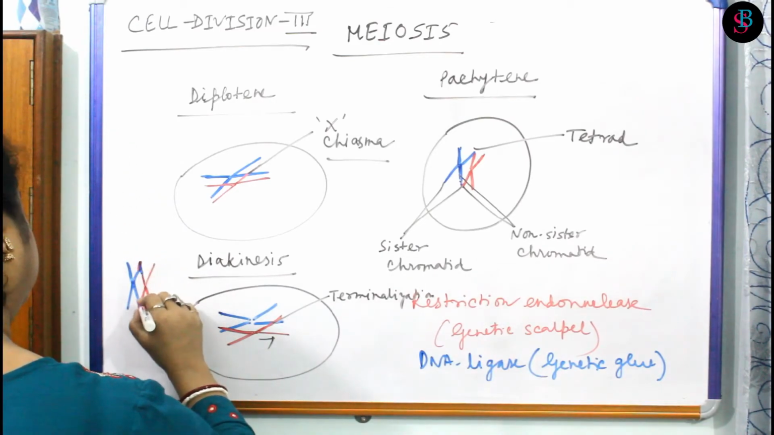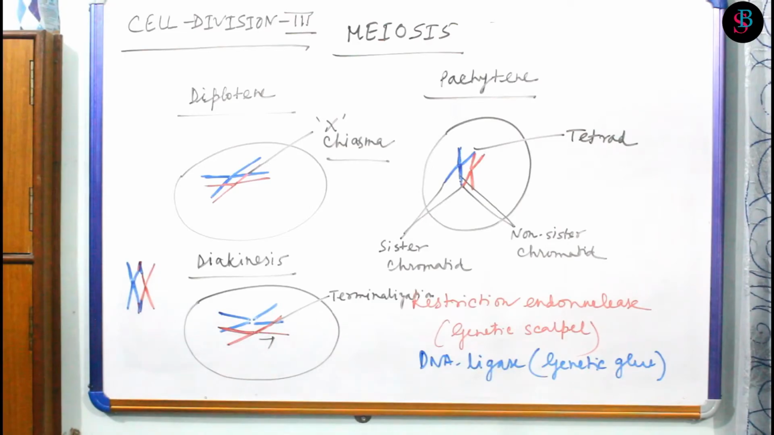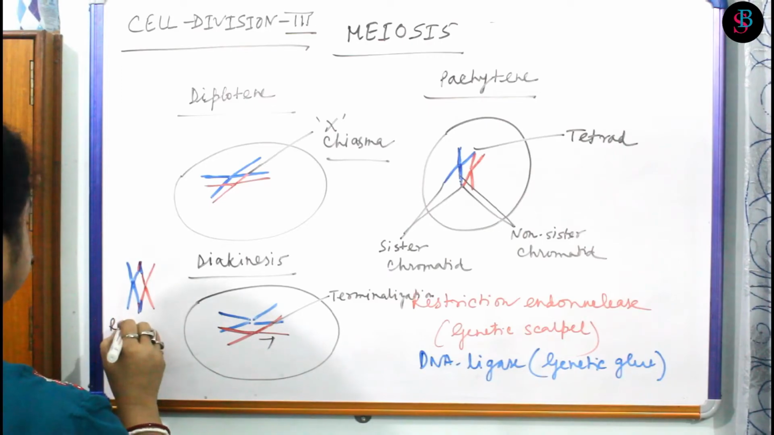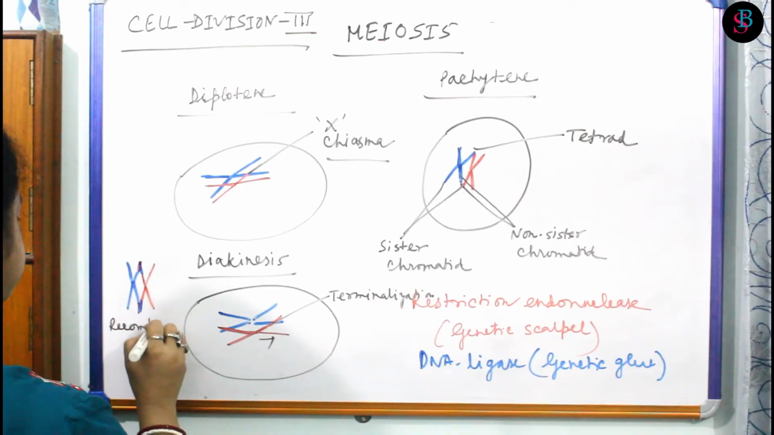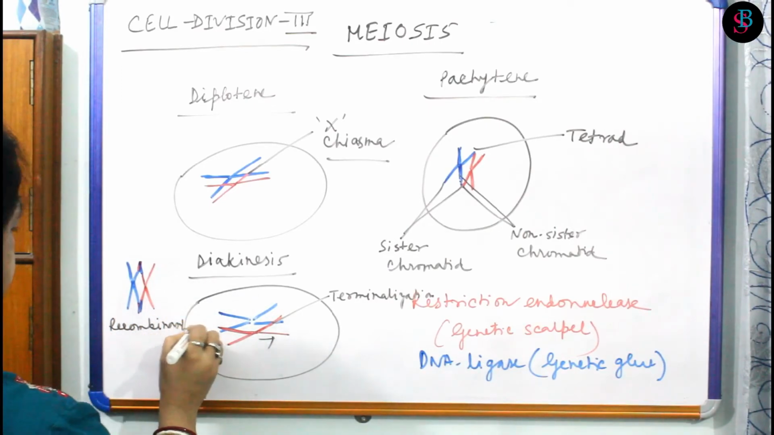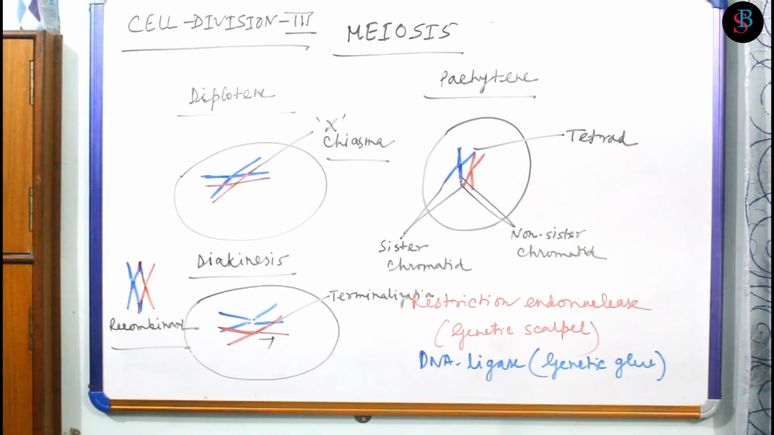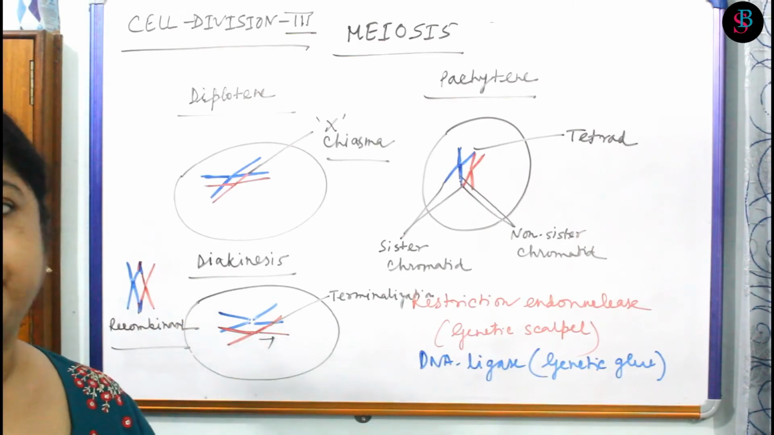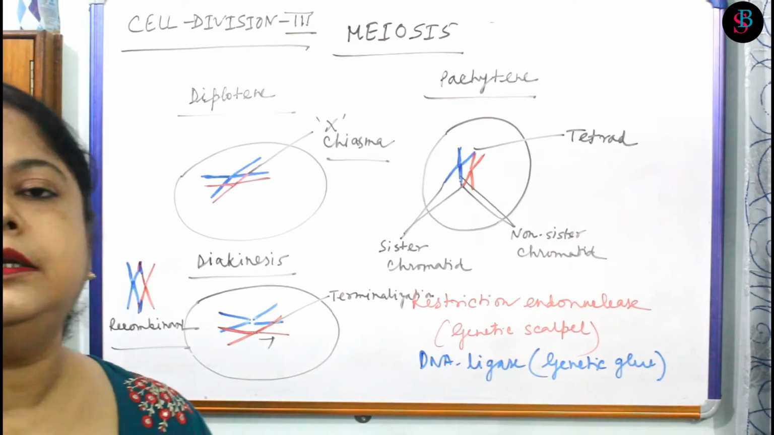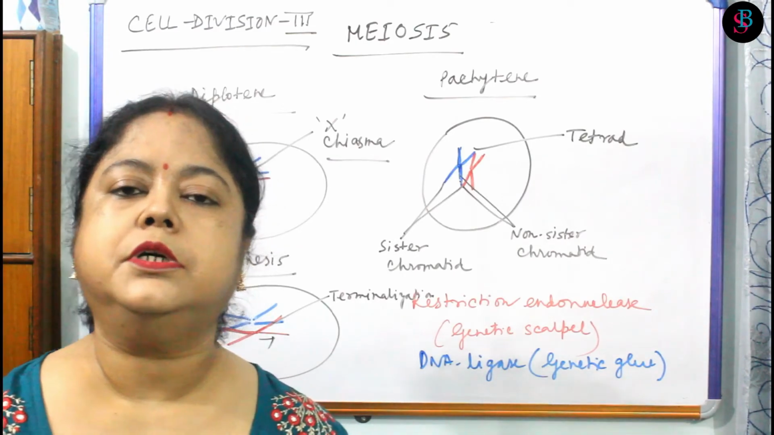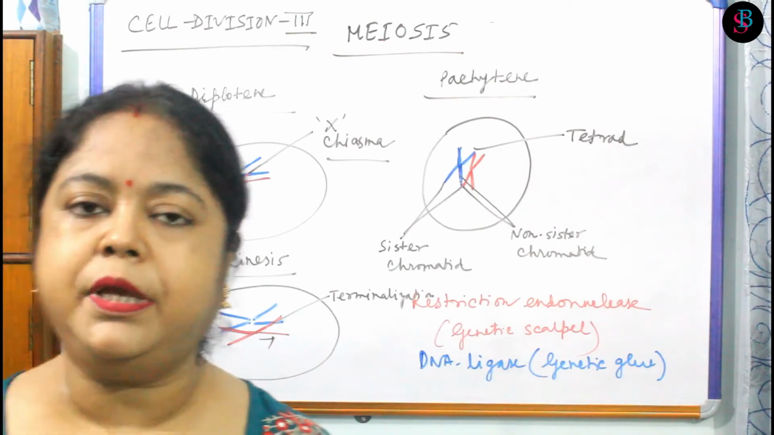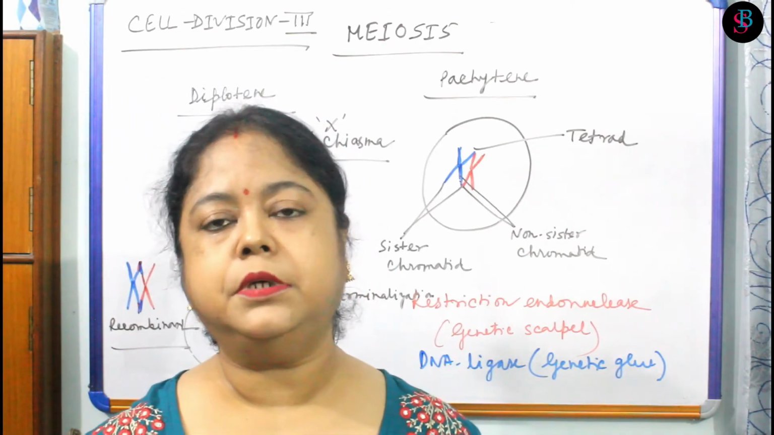This is the recombinant chromosome, and these are ready for entering the metaphase. Now they are ready for entering to the metaphase, and then metaphase, anaphase, telophase, all will be like the mitosis.